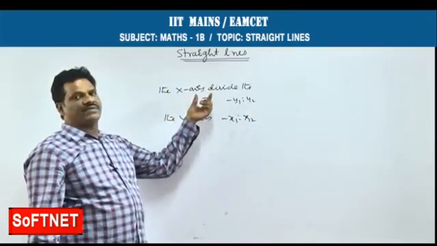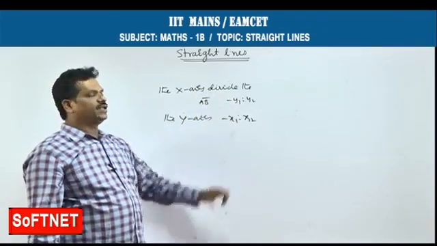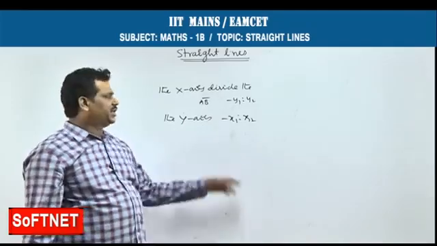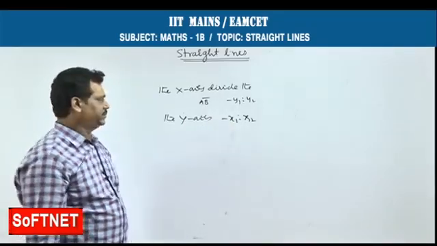The x-axis divides the line segment AB in the ratio minus y1 is to y2, and the y-axis divides the line segment AB in the ratio minus x1 is to x2.